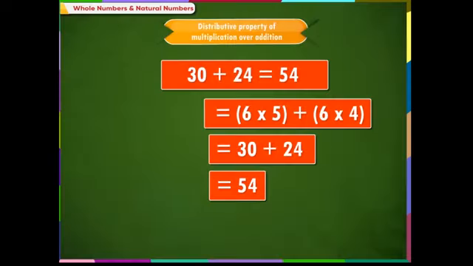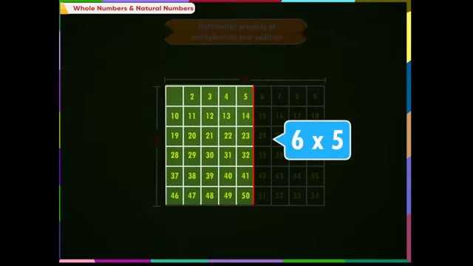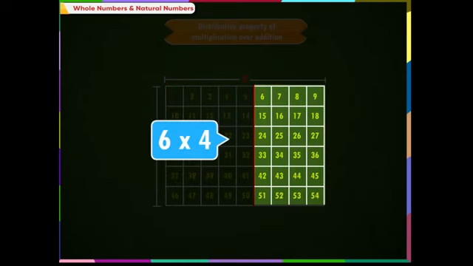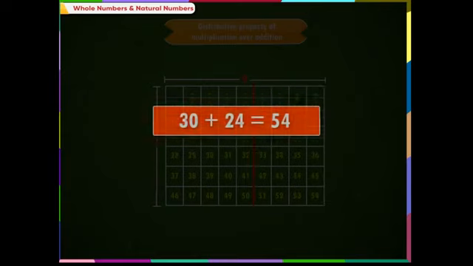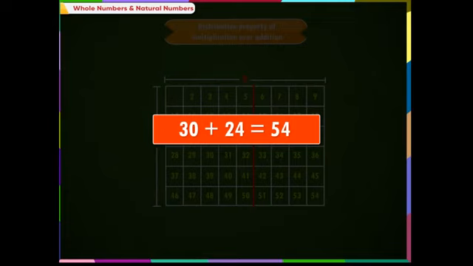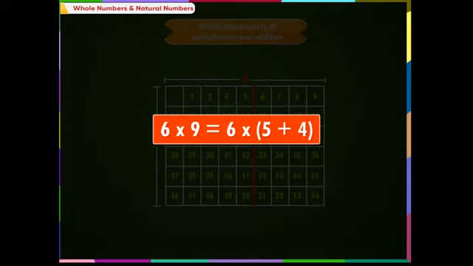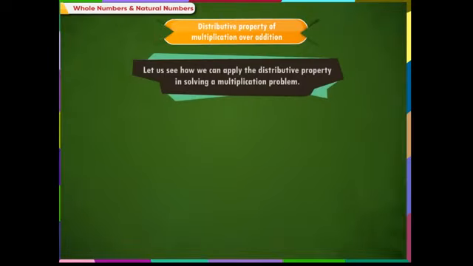We can solve this by counting the number of boxes in each rectangle. We know that 6 rows of 5 columns will result to 30 as a product. Similarly, we know that 6 rows of 4 columns will result to 24 as a product. Thus, 30 plus 24 gives 54. This means 6 multiplied by 9 can be written as 6 multiplied by 5 plus 4. Let us see how we can apply the distributive property in solving a multiplication problem.